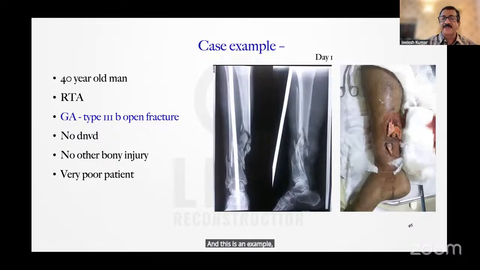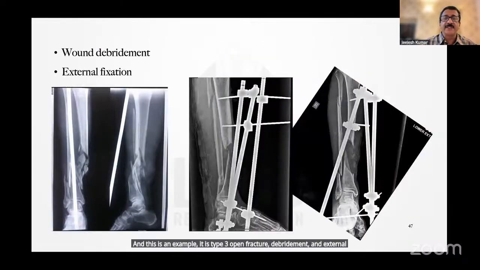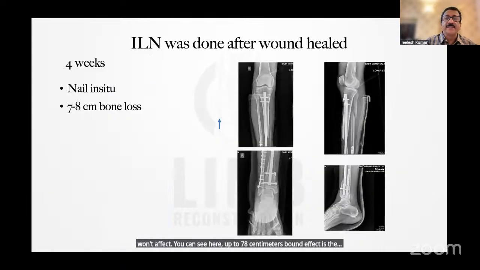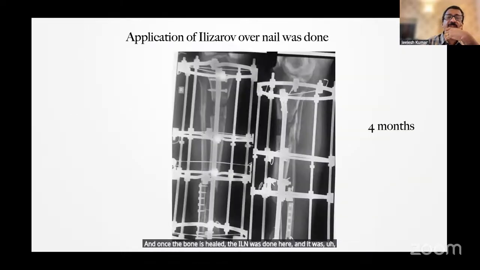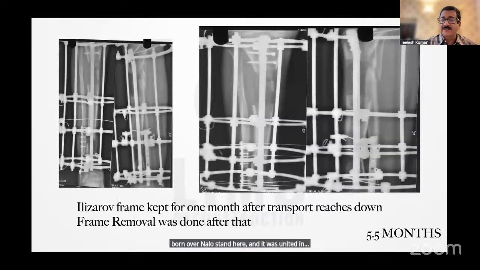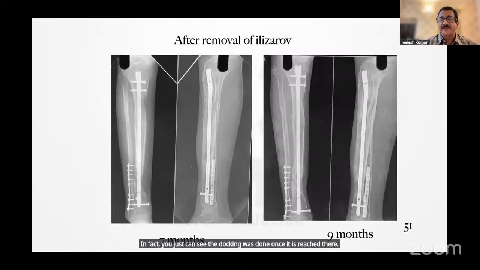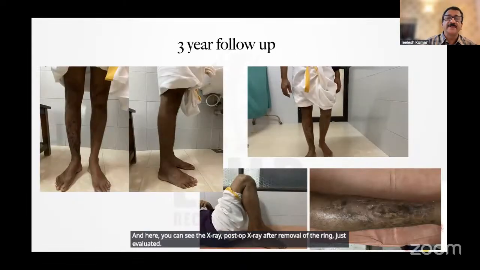It was a type 3 open fracture, debridement and external fixation was done. Bone defect, you can see here up to 7 to 8 centimeter bone defect is there. And once the wound was healed, the ILN was done here, and the transport of the bone over the nail was done, and it was united in around 5.5 to 6 months. And you can see the docking was done once it reached there. And the frame was removed 1 month after union. And here you can see the post-op X-ray after removal of the ring. It was well united. This is its function.